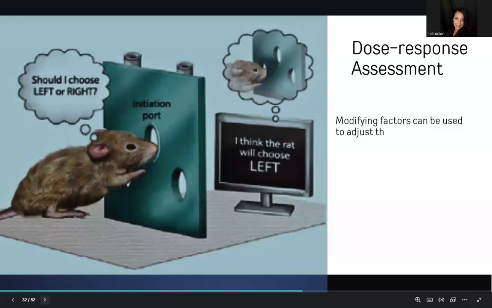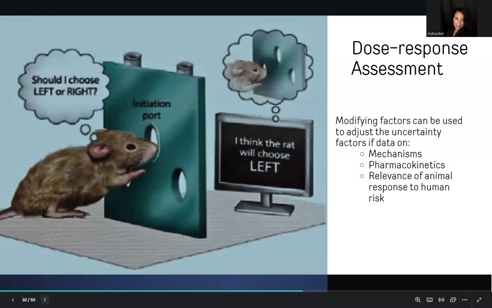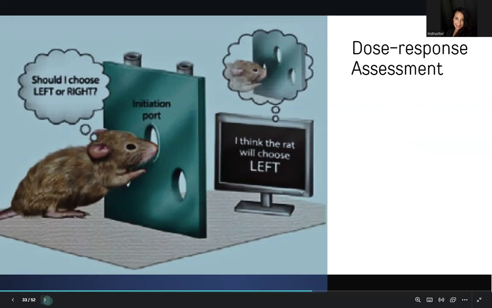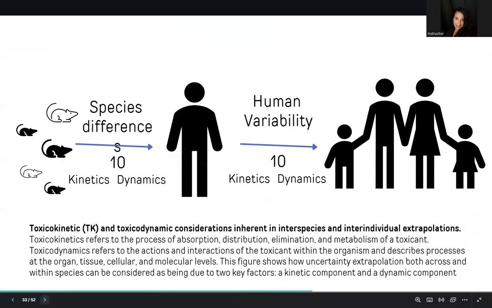Modifying factors can be used to adjust the uncertainty factors if data on mechanisms, pharmacokinetics, or the relevance of the animal response to human risk justify such a modification. Recent efforts have focused on using data-derived factors to replace the tenfold uncertainty factors traditionally used in calculating RFDs and ADIs. Such efforts have included reviewing the human pharmacologic literature from published clinical trials and developing human variability databases for a large range of exposures and clinical conditions.